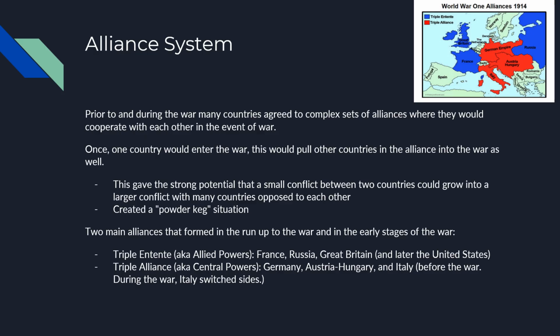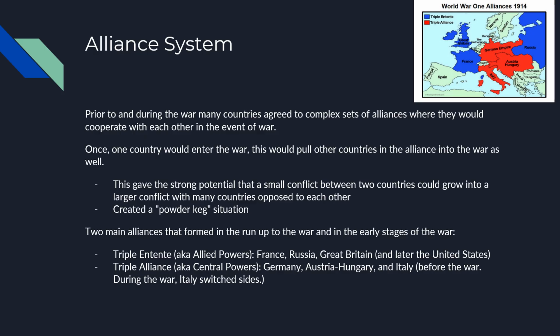And so, as it says on the slide, as one country would enter the war, this would pull other countries in the alliance into the war as well. And so even a small conflict that might be set off may have suddenly 3 other nations or 6 other nations that end up having to fight as well because they're part of this alliance. And so before World War I, you're going to see the creation of 2 separate alliances that are going to become extremely, extremely important. And they're a little bit confusing because they go by 2 different names, and I'll talk about the confusing part in a second as well.